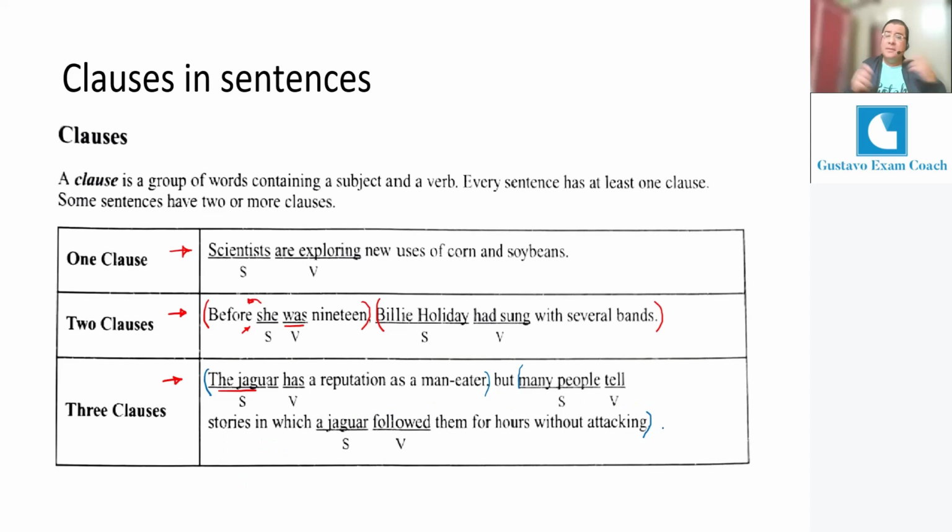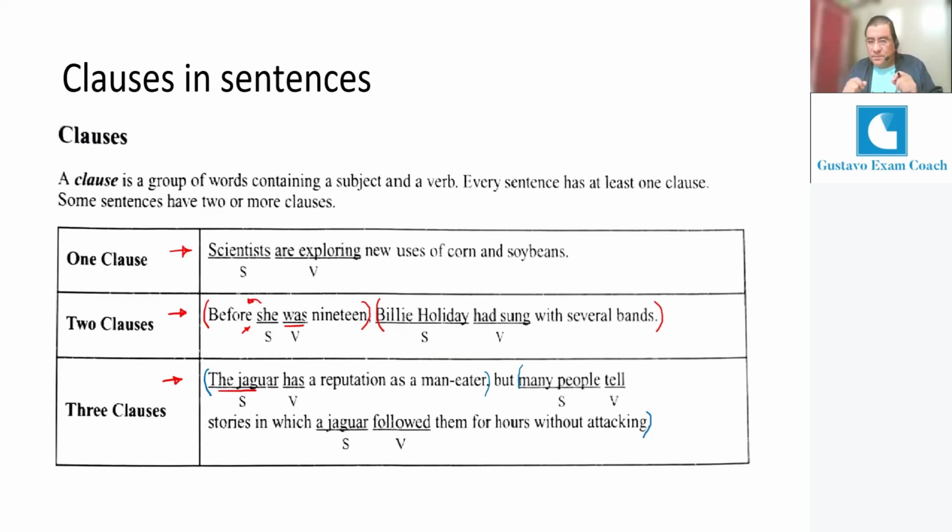Okay, this forms another clause, actually. Together these two clauses, the jaguar has a reputation, etc., and many people tell stories, etc., are connected together to make a sentence. But there's something funny occurring here.